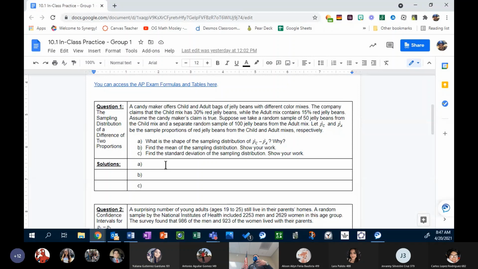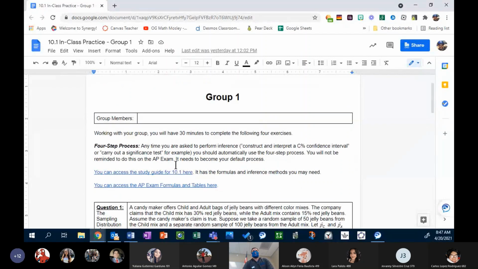So I want you guys to work together to solve these problems. I'm just going to give you 30 minutes to work on this. At the top of this here, there's a couple of notes. First, make sure you type in the group members' names that are in your group. You're going to work with the group. You're going to get 30 minutes.